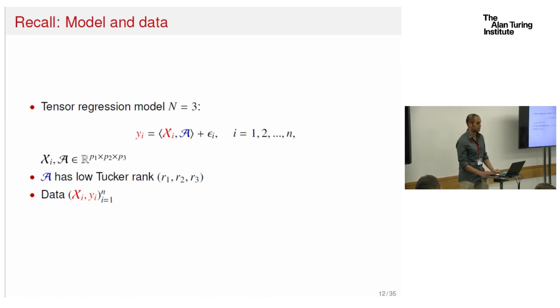This is a standard linear regression model, and we assume that our parameter of interest is this tensor A that has low Tucker rank. So the Tucker ranks are defined as R1, R2, R3, and our goal is to estimate this from our data.